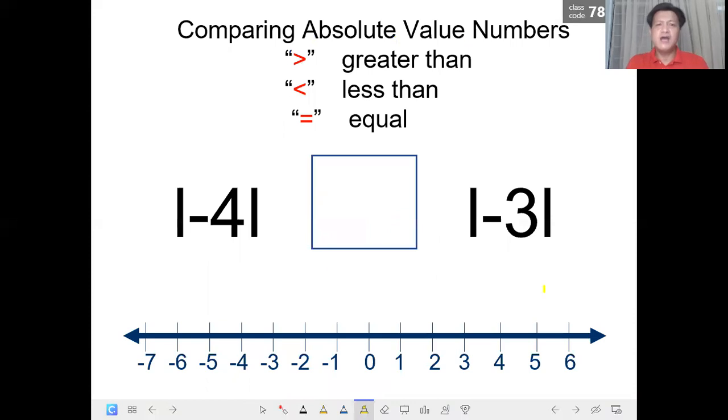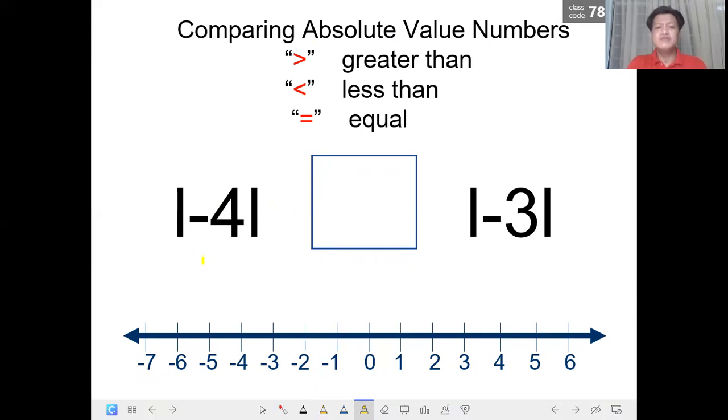Okay, so with that, we are going to compare absolute value of a number by using the greater than, less than, or equal. So just simply put the symbol inside the box. Okay, or you can use the number line, no, to compare. Kung makikita mo lang naman kung sino mas malayo sa 0, siya na yung magiging ano natin, either greater than, less than. Siyempre pag equal yan, same.